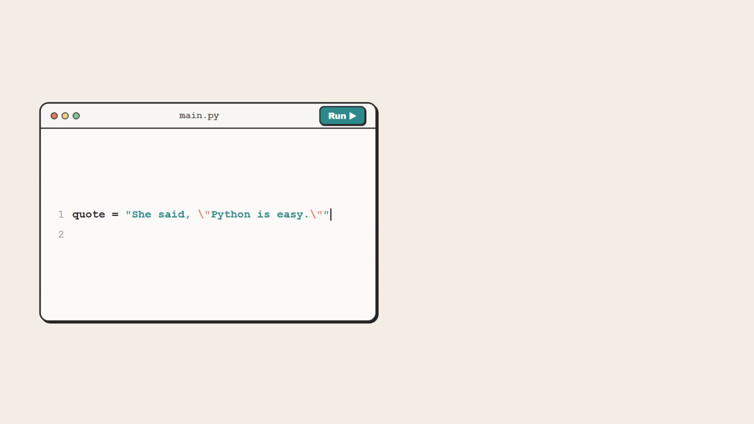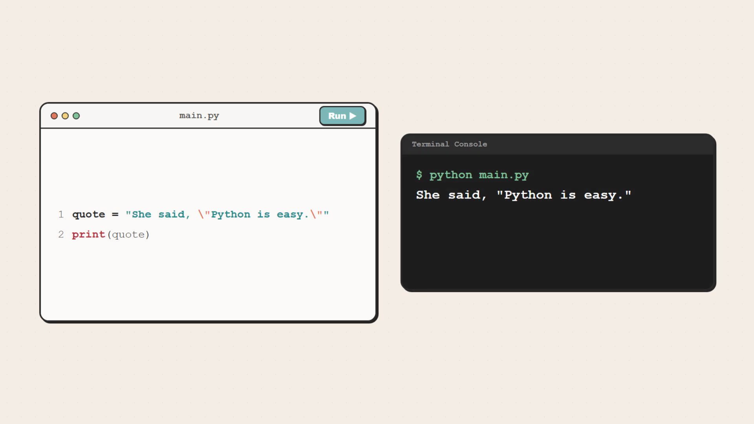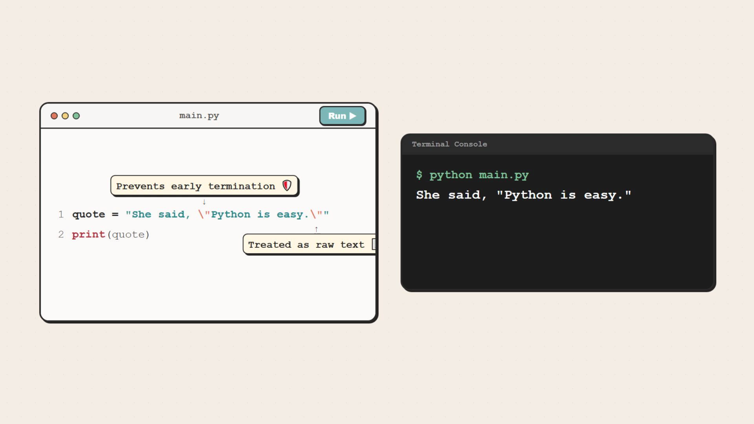Let's write quote equals "She said, \"Python is easy,\"" Print quote. Run the program. The output is: She said, "Python is easy." The backslash before the quote symbols prevented Python from thinking the string ended there.